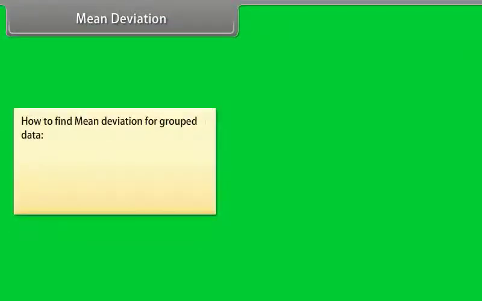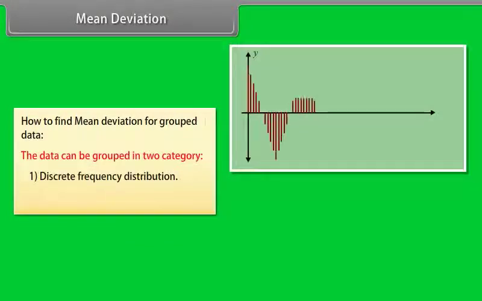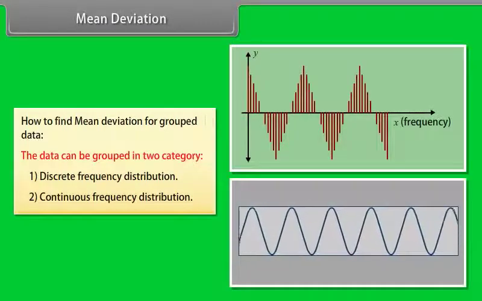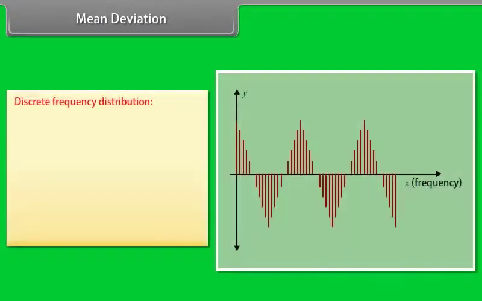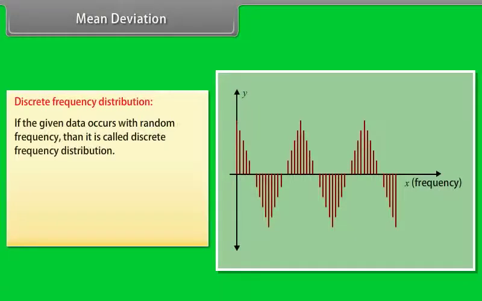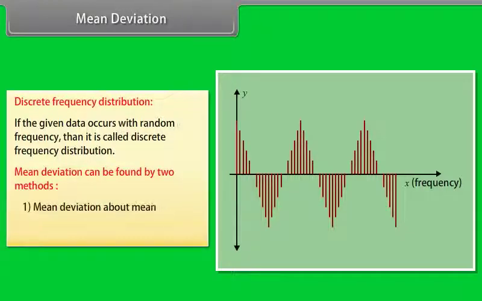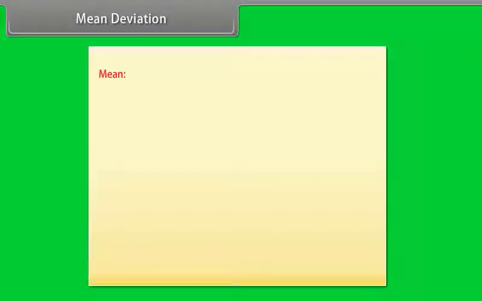Mean deviation. How to find mean deviation for grouped data? The data can be grouped in 2 categories: discrete frequency distribution, continuous frequency distribution. Discrete frequency distribution. If the given data occurs with random frequency, then it is called discrete frequency distribution. Mean deviation can be found by 2 methods: mean deviation about mean, mean deviation about median. Mean deviation about mean.